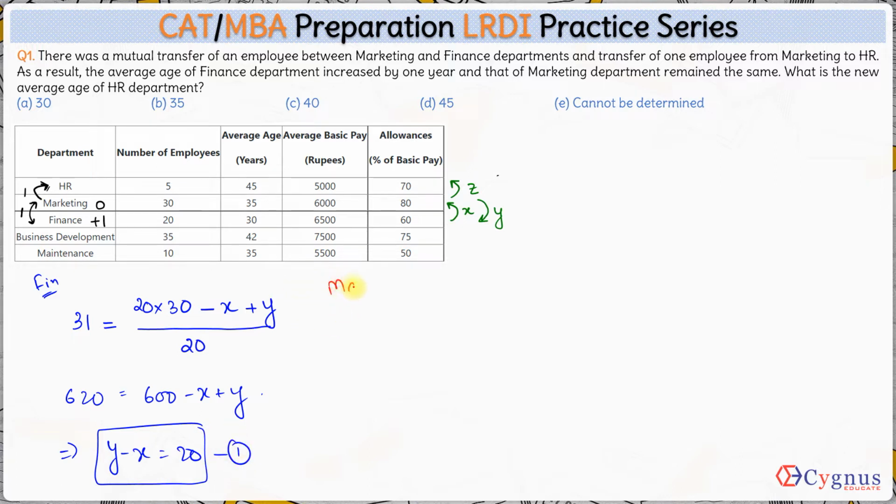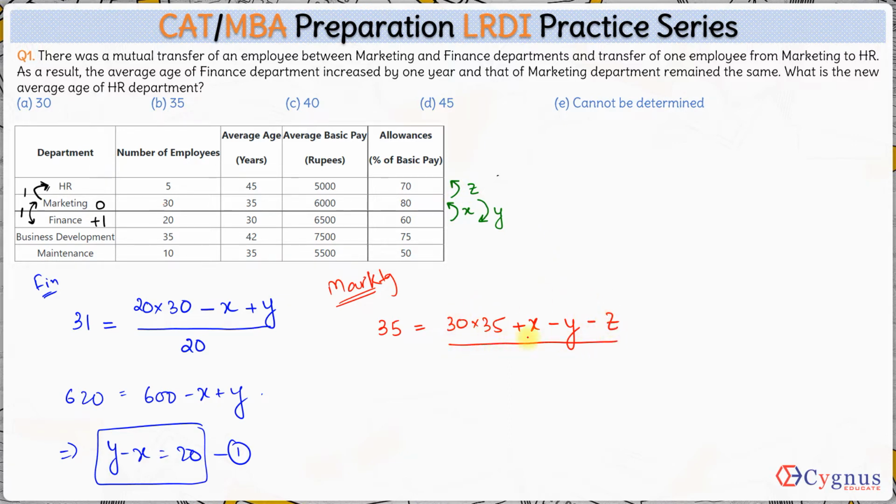Now let's do the same thing from marketing department's point of view. For marketing department, the average age did not change. So the new average age is 35, which should be equal to the new sum divided by the new number of people. The earlier sum is 30 into 35. In this department, a person whose age is X years joins the group, so we add his age. The person whose age is Y years leaves the group, so we subtract that age, and the person whose age is Z years leaves the group, so we again subtract Z.